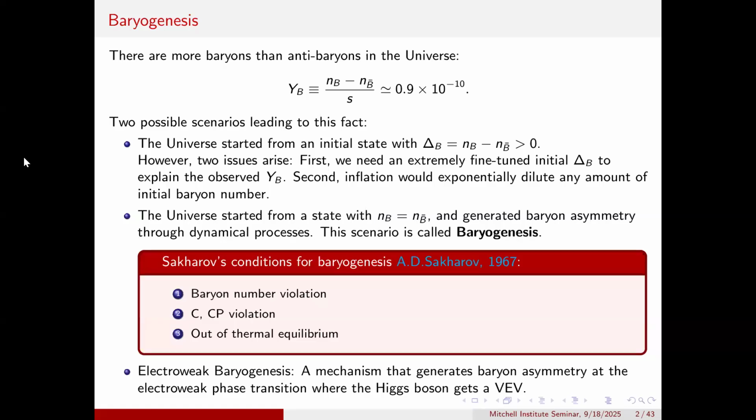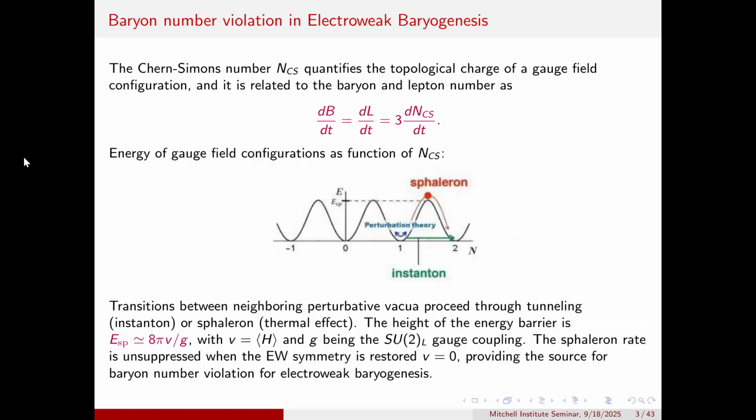In this talk, I will focus on electroweak baryogenesis, which is a mechanism that generates baryon asymmetry during the electroweak phase transition, the phase transition during which the Higgs boson gets a vacuum expectation value. I want to give an overview of how the three Sakharov conditions are satisfied in electroweak baryogenesis. For baryon number violation, this can be realized through the sphaleron process, which is available in the standard model.